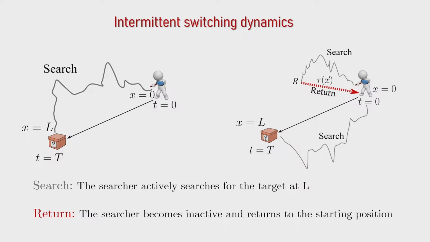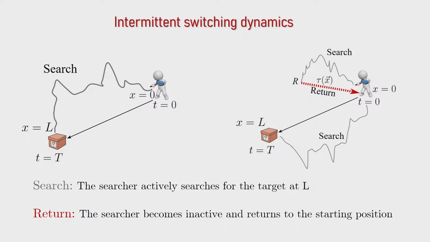However, what we impose is that, like in our switching dynamics, suppose the searcher starts from here, it starts moving randomly and it searches for the target up to a time r. If that searcher does not find the target up to this time r, it decides not to search anymore and returns towards the starting position again, following some other stochastic dynamics that we can impose. So in this switching dynamics, there are two phases. One is the search phase and one is this return phase.